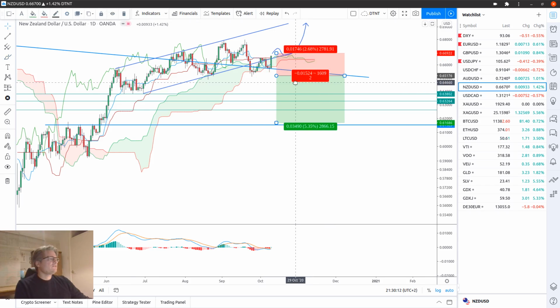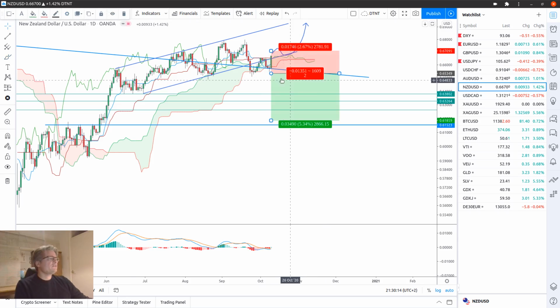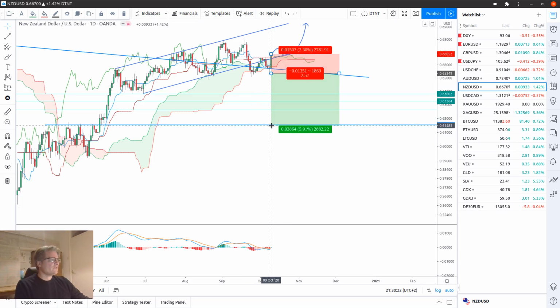So we could say if price breaks below this recent low right here, then we could place our stop above the Kumo and we could trade it all the way back to this support line. So that's a 2.5 R that we could make on this trade, and that's also acceptable.